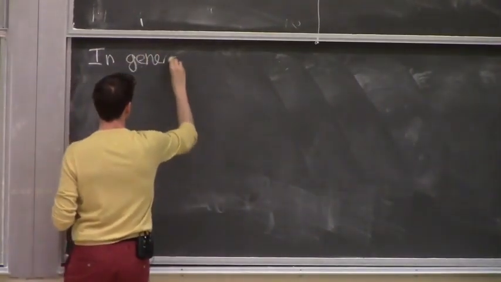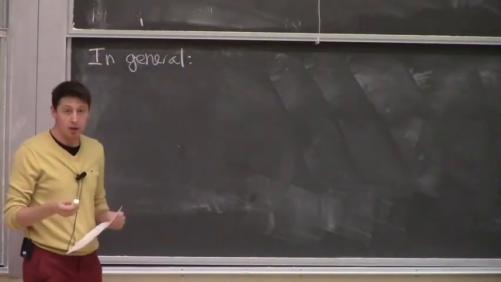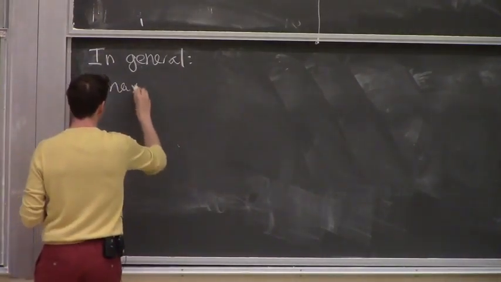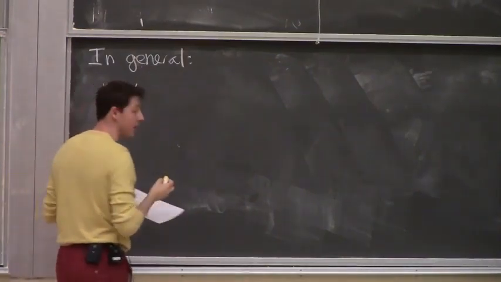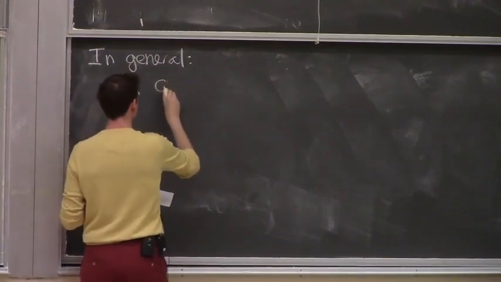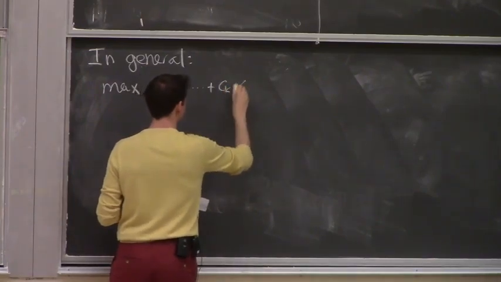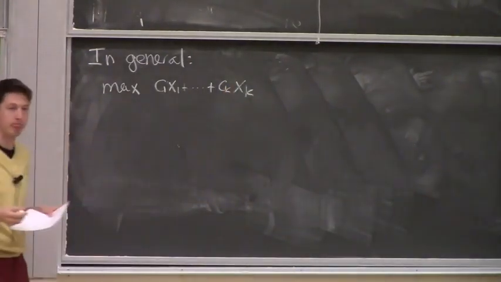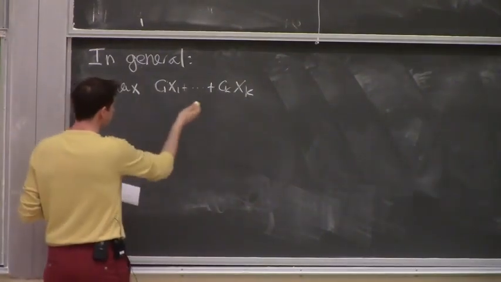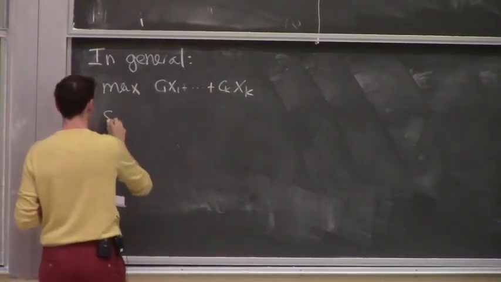So in general, we start with a general linear program. Say we're maximizing over some number of variables; let's call that number k. So we have some coefficient c1 times x1 plus stuff up to ck times xk. Some of the ci may be 0, some of them will be big, some of them will be small, whatever. This is a general linear function.